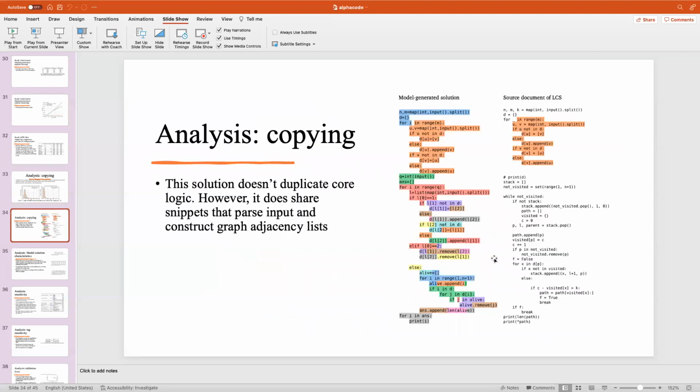And yeah, here's another example. The left is the human written solution, and the right is the model generated solution, and the other is a human written solution in the training data. So we can see AlphaCode copies some lines of code from the training data, but that only works on the input parsing part, but not the core algorithm part of the code.